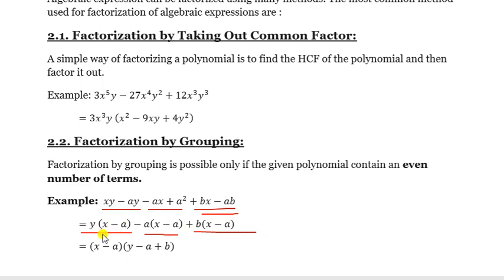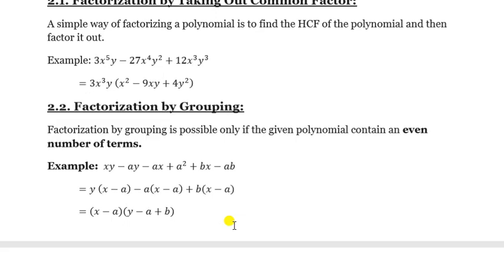Now from this expression, again we can take common. Which one? X minus a, x minus a, x minus a. X minus a is common, so you can take it. See, I have taken x minus a common. And if we take x minus a common, then from this term we'll get y, so y minus a plus b will be left, so I wrote here y minus a plus b. So this is the factorization by grouping method. Okay, by grouping we have to factorize.